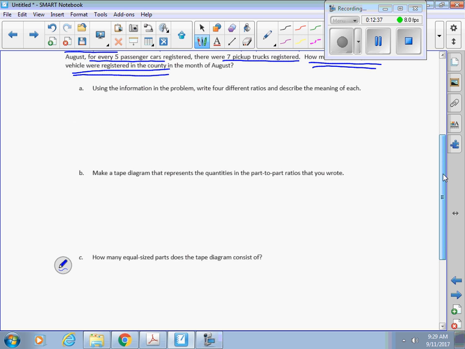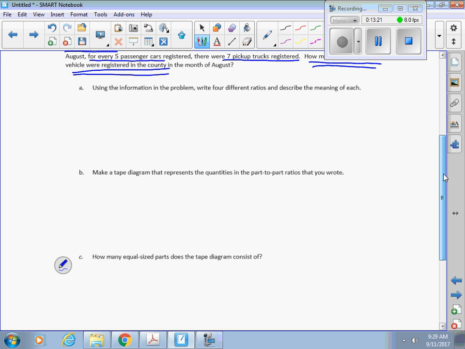So let's look at this first part A. Using the information in the problem, write 4 different ratios and describe the meaning of each. Now, we're not going to touch the 192 yet because we don't know how many cars, we don't know how many trucks out of 192 yet, okay? But we do know that they gave us a ratio of cars to pickups. We're going to use C for cars, P for pickup trucks, and then we're going to use T for total, okay? So, who can give me one ratio? Maybe cars to pickups. Cars to pickups. What was our ratio?